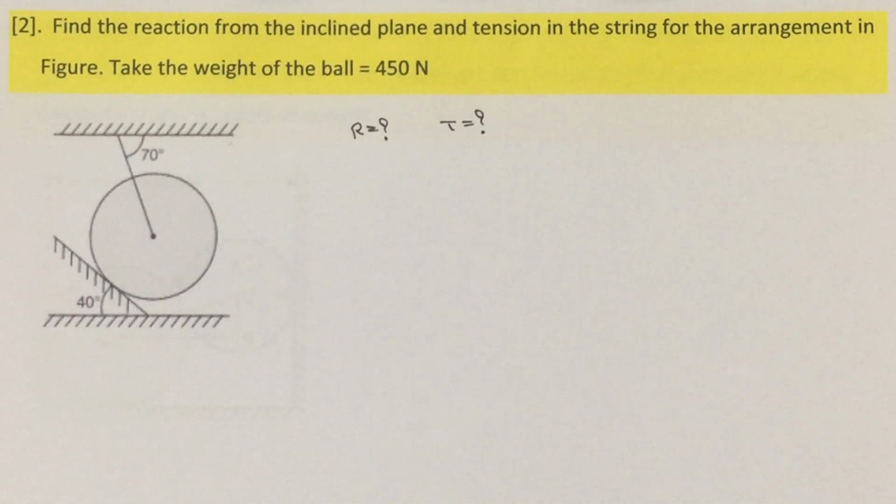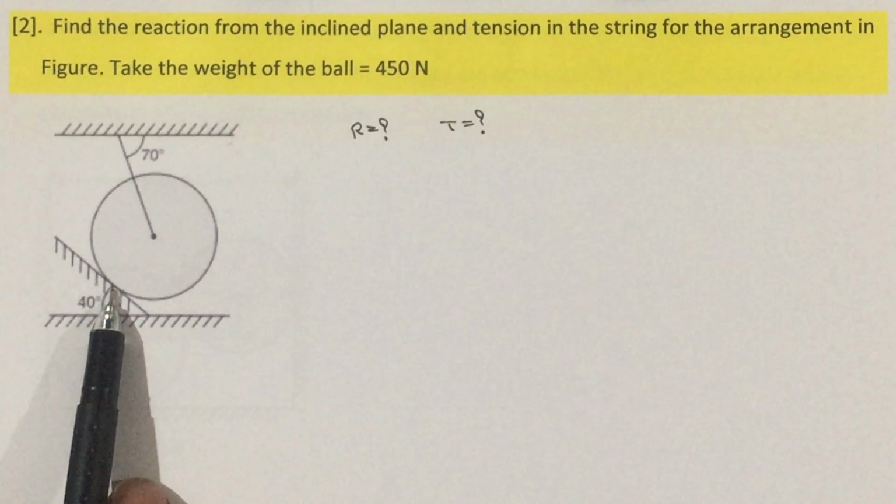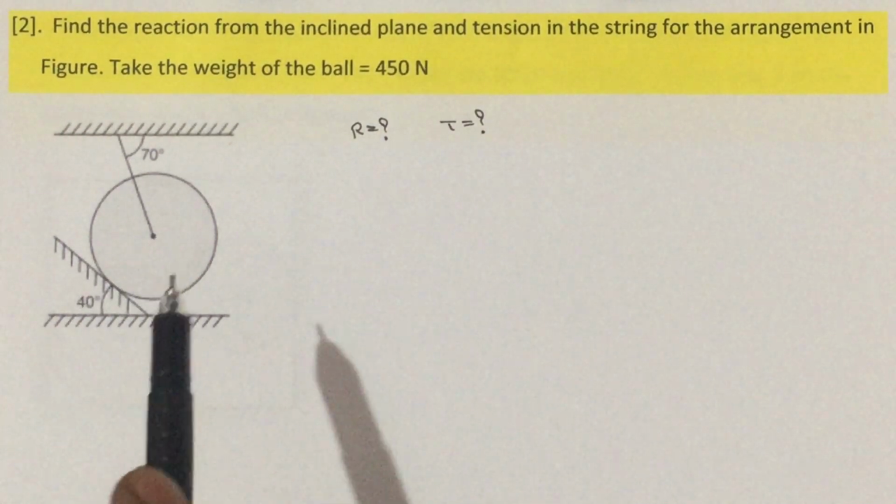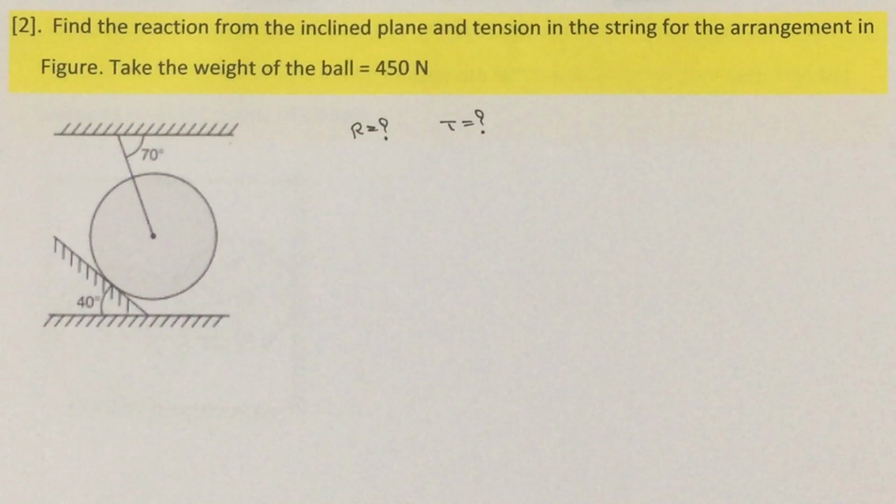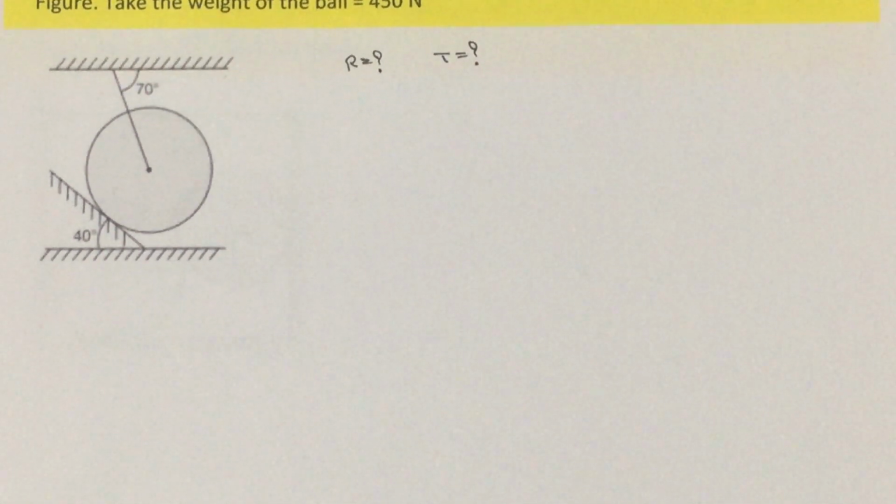Our first step is to identify and name the contact points. Since there is only one contact point, no need to name it, let it be R only. If there are multiple contact points, we need to name them like A, B, C, D. Then the next step is to draw the free body diagram, where we need to draw the free body diagram at the center of the ball.